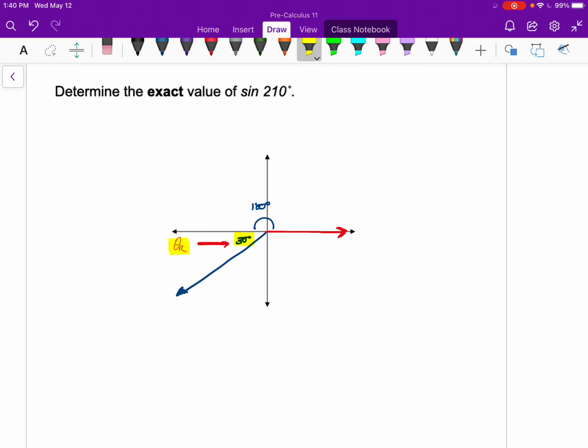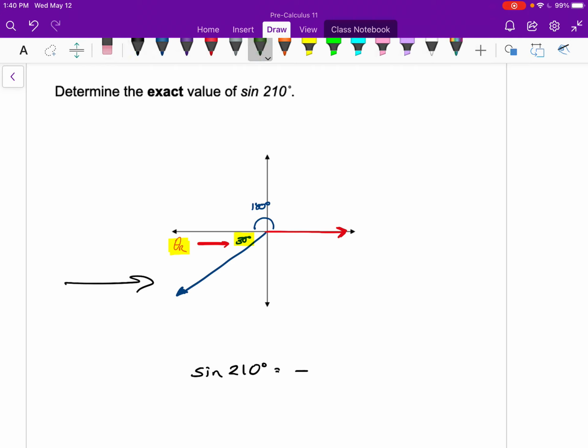Okay, that's it. All I've done is draw what 210 degrees looks like in standard position. But what's the exact value of the sine of 210? Well, one thing I know is that the exact value of the sine of 210 degrees is going to be a negative number, because in this quadrant, only tangent is positive.